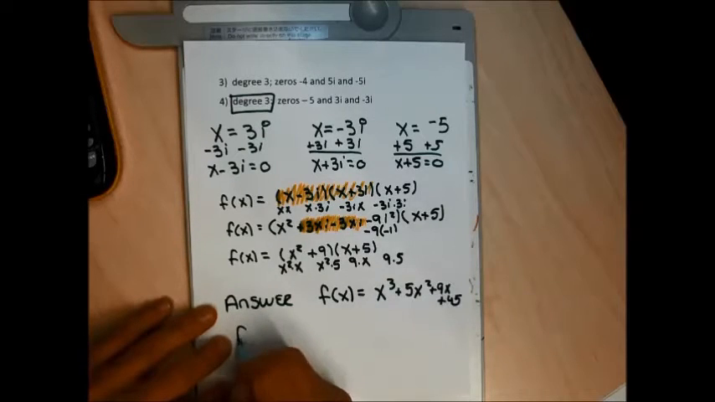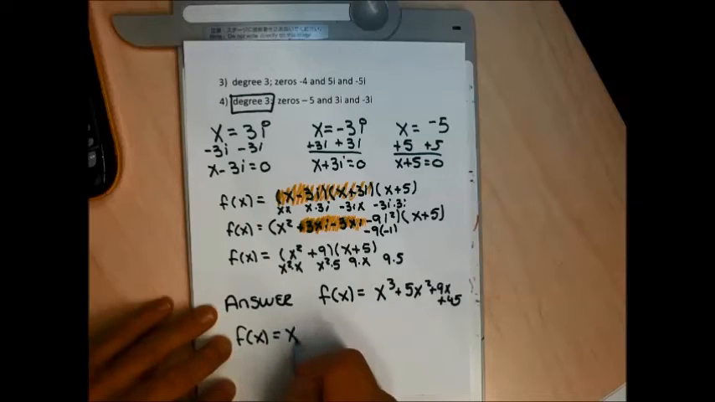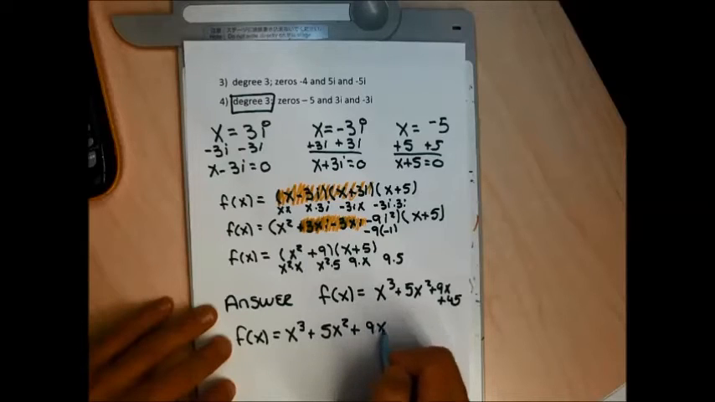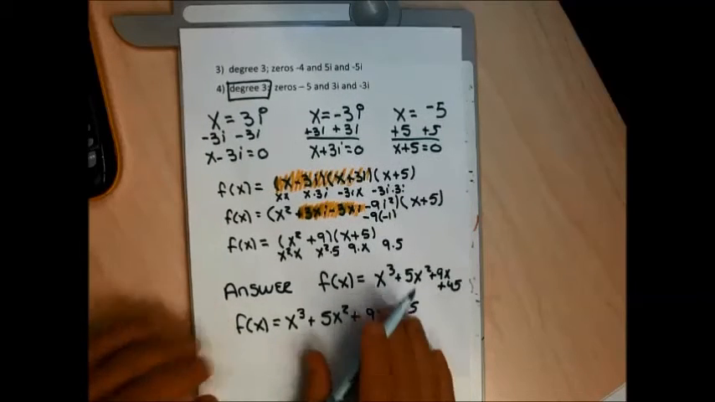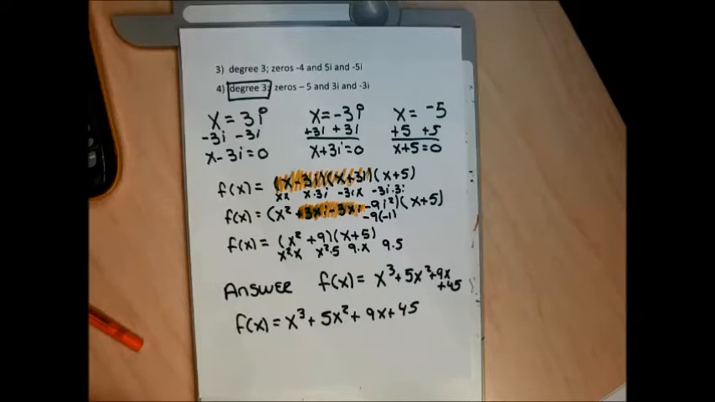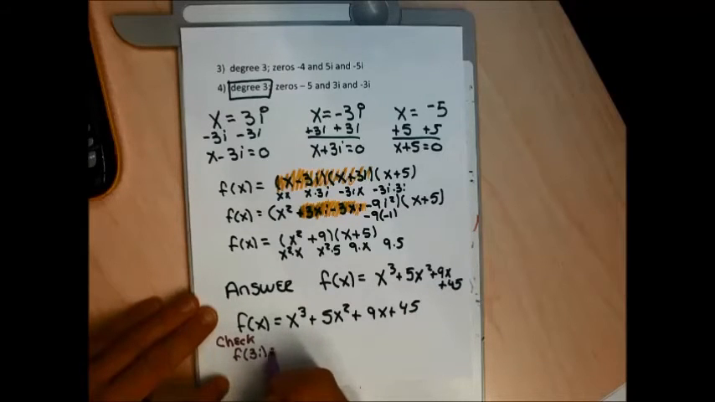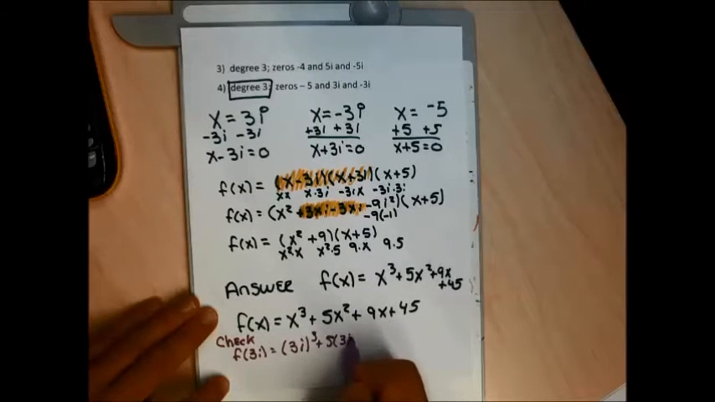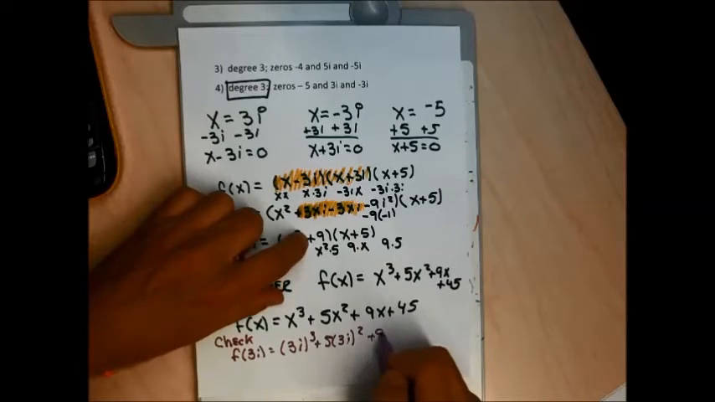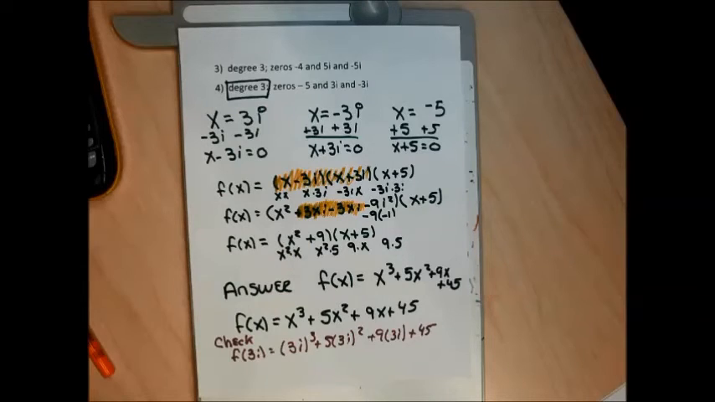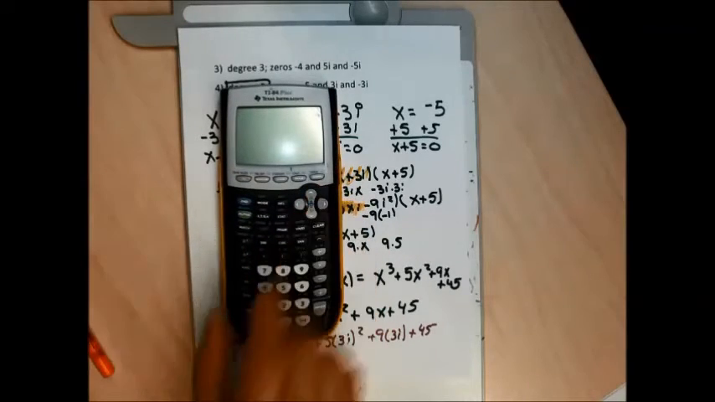So my answer should be f of x equals x cubed plus 5x squared plus 9x plus 45. If I want to, I could check each individual number. It's optional, but I should be able to do f of 3i, which is going to be 3i cubed plus 5 times 3i squared plus 9 times 3i plus 45, and that should equal 0. I'll do that on my calculator. I don't care to do that by hand. You don't have to check, but it's easy to check.